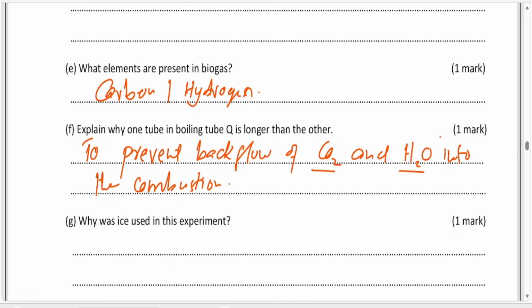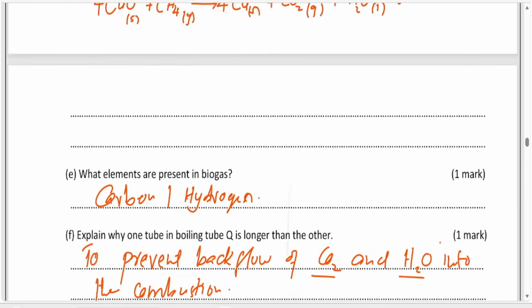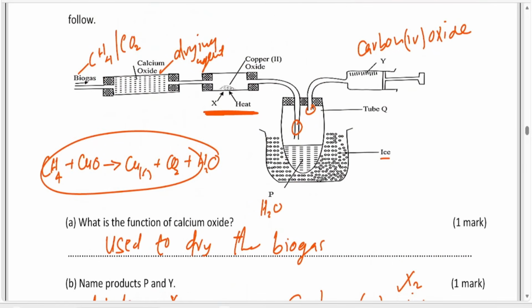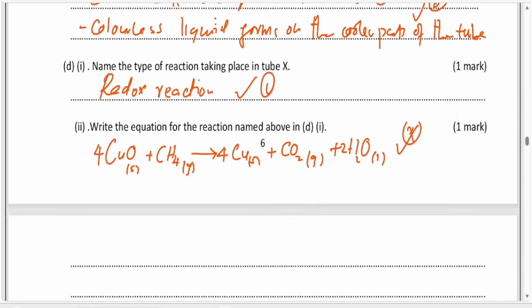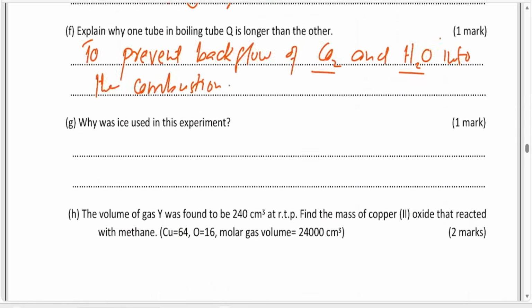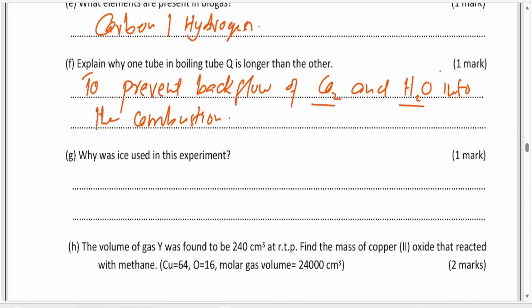So why was ice used in the experiment? The ice was used to condense the water vapor to liquid. Why was it used? To condense the water vapor to liquid water.